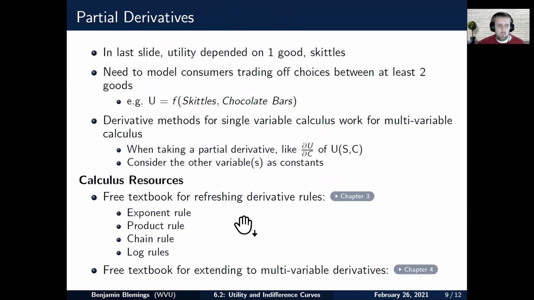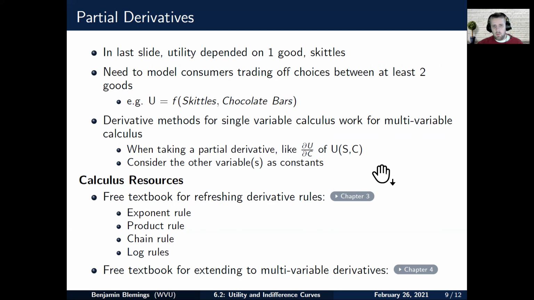And so here are some resources on partial derivatives. Utility in our last slide only depended on one good, Skittles, or I had M&Ms in a few slides. However, as we go forward, we're going to have utility being a function of our consumption of two goods. So say our utility is a function of how many Skittles we eat and how many chocolate bars we eat. And so we're going to need to be able to take the derivative of utility with respect to Skittles and with respect to chocolate bars separately.